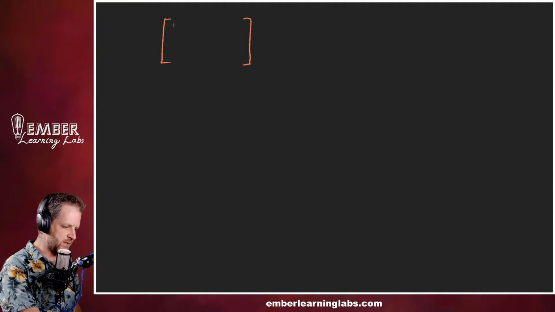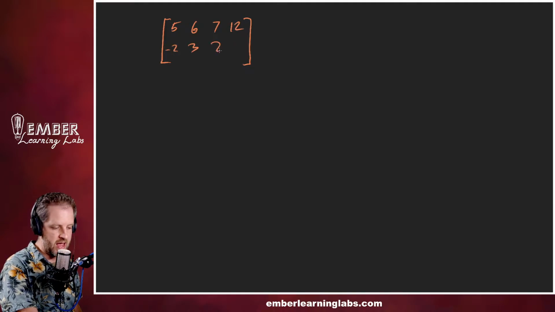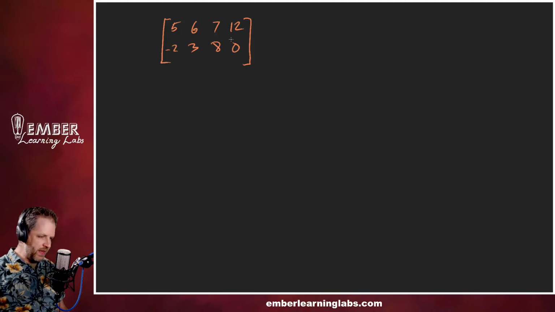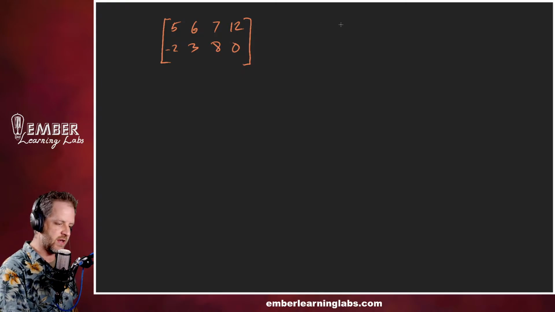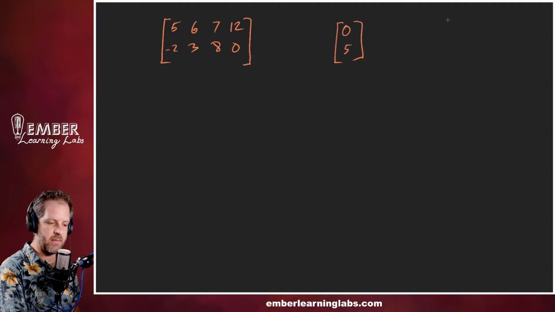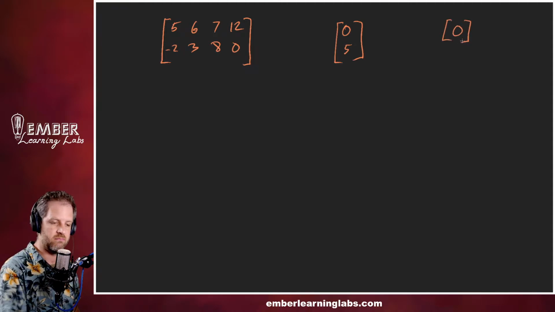An example of a matrix might be this one. We could have a matrix like this: -2, 3, 8, 0. Just random numbers. So this is an example of a matrix. Another example of a matrix would be this. Another example might be something like this. That's totally a legal matrix.